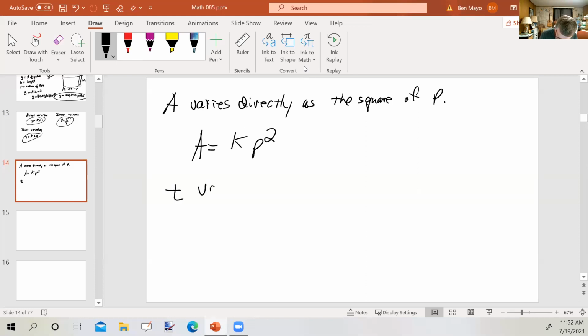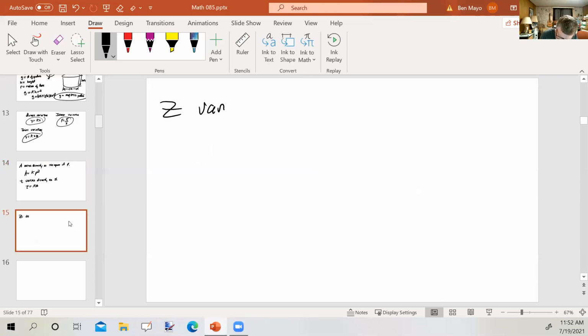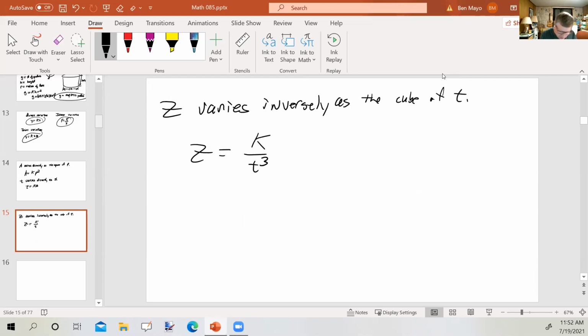T varies directly as S. So T equals KS. Okay. Any questions? No? All right. Z varies inversely as the cube of T. So Z equals K over T cubed.